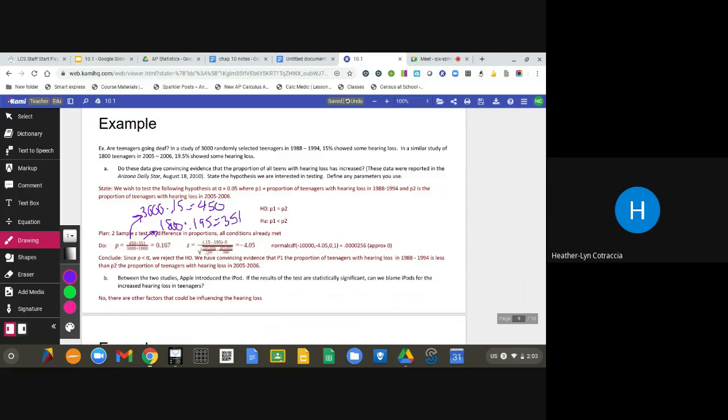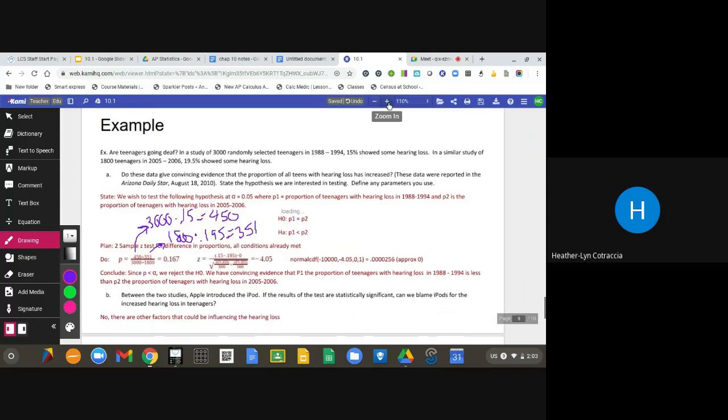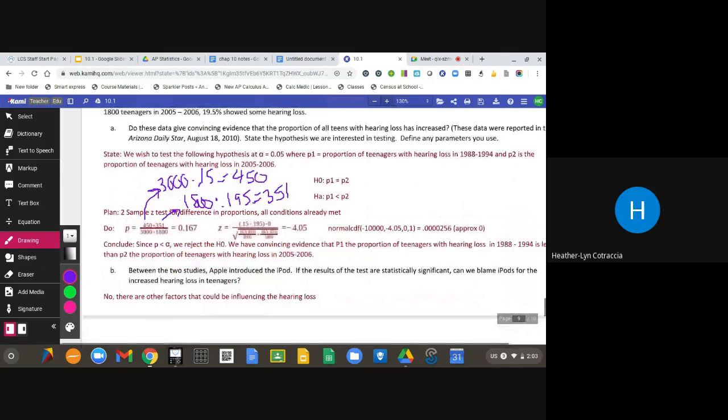Now, I know it's kind of hard to see, but there's the P combined right there. So the 0.167, 0.833, that's 1 minus 0.167 over 3,000 and then over 1,800. They're exactly the same. They're just over the different sample sizes. And then the top is the difference in the proportions. So 15% minus 19.5% and then minus 0, which I told you was always there.